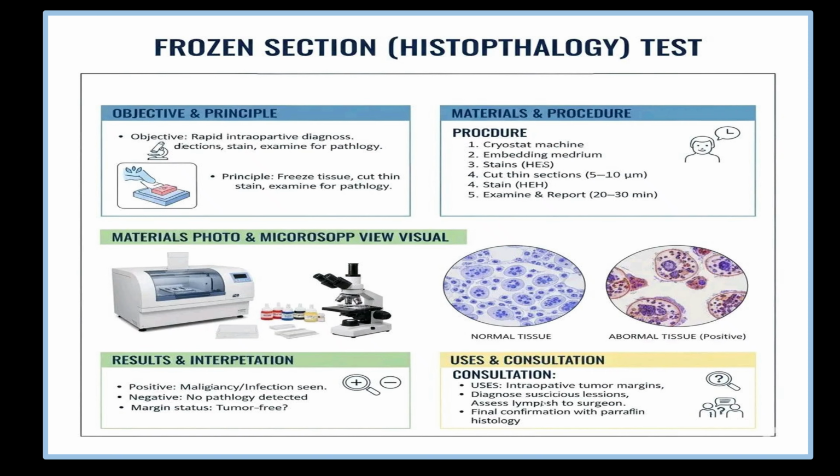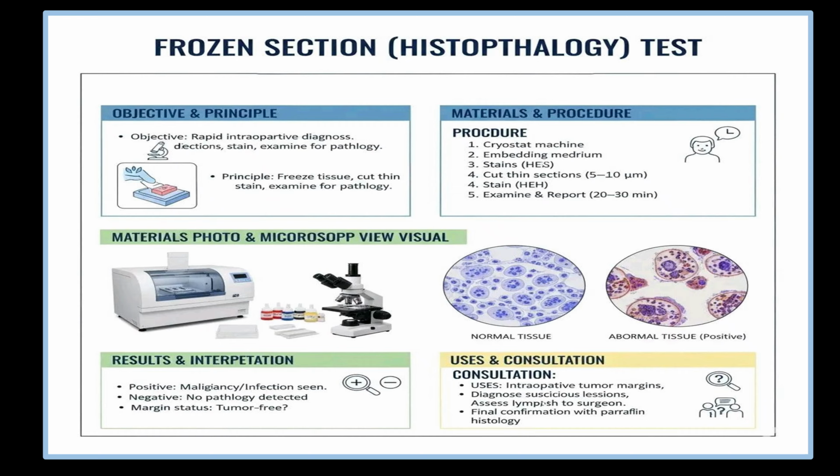The fluorescence section, histopathology test. Objective and principle: rapid diagnosis, examine the pathological principle, presentation to the pathologist. Material and procedure: embedding medium, cutting the section, staining, examine the material under the microscope.